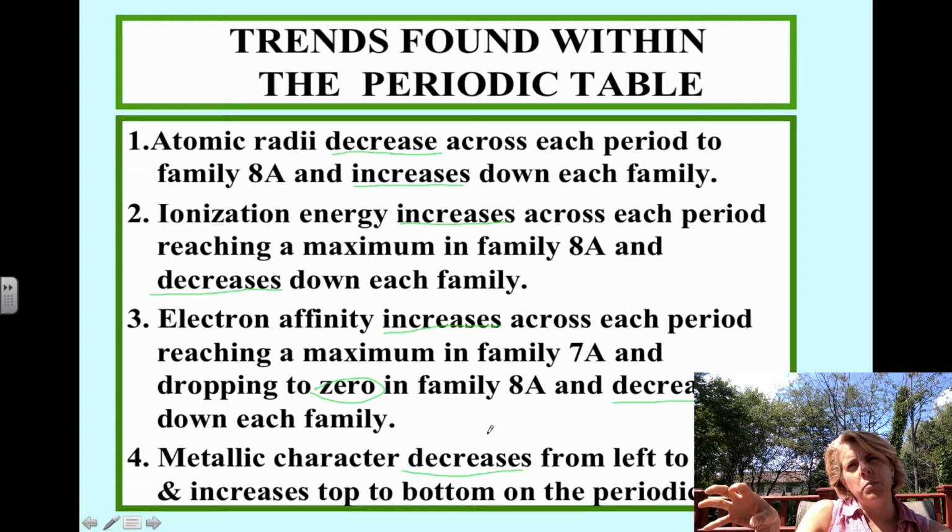And then lastly, for metallic character, we decrease going from left to right, which makes sense. We're starting off as metals, and eventually we increase the non-metal character, so metallic character decreases. And notice that if you want to increase metallic character, you're going from top to bottom. So as you get down a family, you see more easily a formation of a cation, which is more metallic in character, and you see an increase.